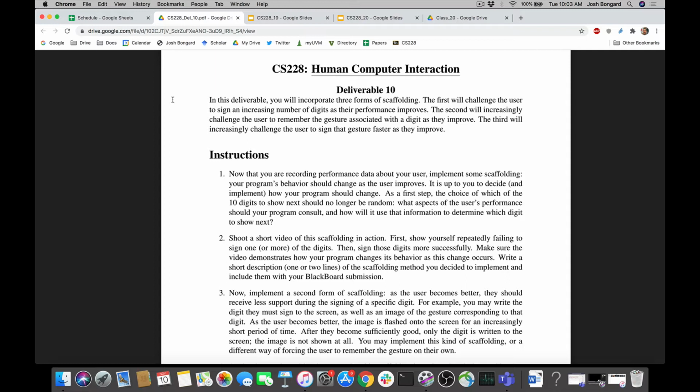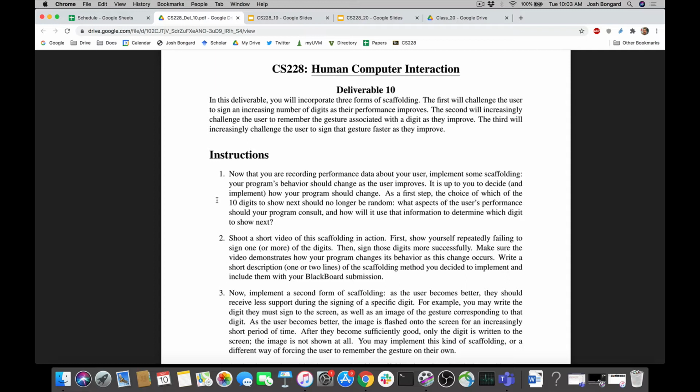Okay, so what are the 3 scaffolds? The first one is going to challenge the user to sign an increasing number of digits as their performance improves. So at the beginning, you'll show just 1 or 2 digits over and over again. But as they start to sign it correctly, you need to be able to detect that. And then you might fold in a 3rd digit. They practice with the 3. Once they signal competency with all 3, you add a 4th and so on.